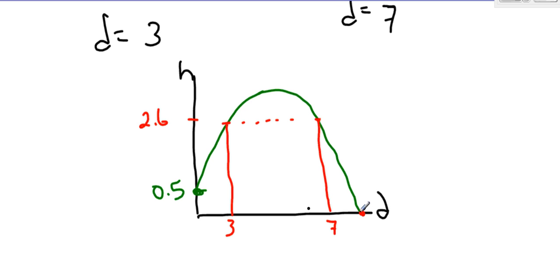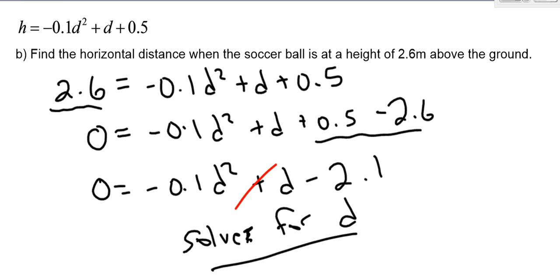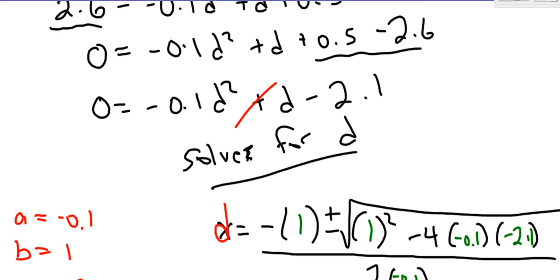So remember, we already calculated that this is 10.5 meters. So to me, my answer makes sense. If I had gotten negative numbers, I'd be confused. If I had gotten something bigger than 10.5, I'd be confused. So let's make sure we answer the question. Find the horizontal distance when the soccer ball is at a height.